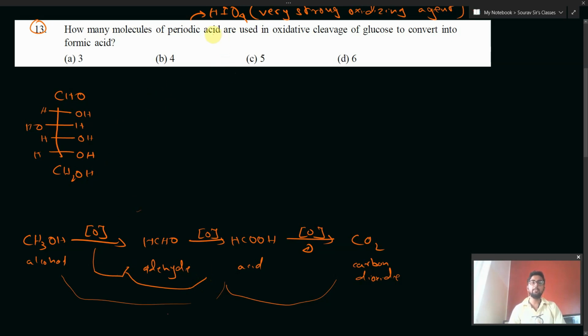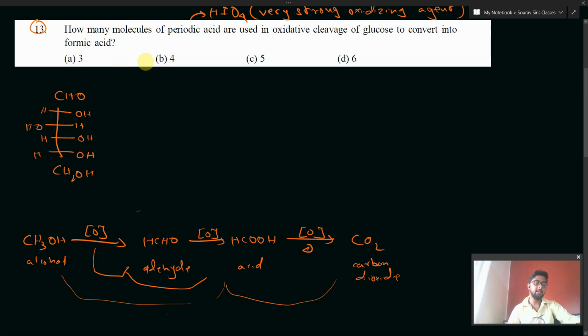Now you are given periodic acid and glucose, and you are asked the number of formic acid molecules that will be formed, or basically the number of molecules of periodic acid that will be required for the total oxidative cleavage. You can see that two adjacent carbons which have OH groups in the system are being oxidized in the presence of HIO4.